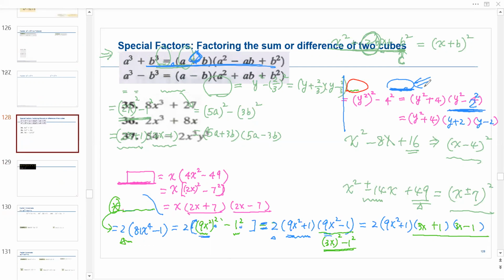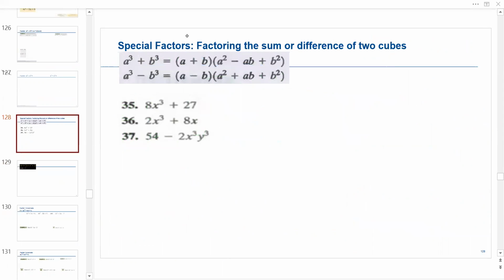I save the screen and go to next. Just like we said earlier, when we do special products, did you guys see this? A plus B times A squared minus AB plus B squared. This one can be equal here. Right now we do it backward. Do it backward, all right? The same here, do it backward.